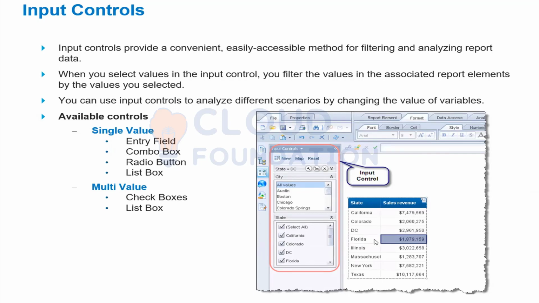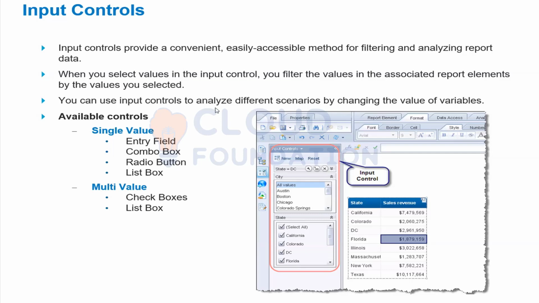He can see them on the left side of the report, change them on the fly, and do his analysis as per his requirement. So it is a very easily accessible and convenient method. When you select values in the input control, you filter the values in the associated report elements by the value selected. Associated report elements are nothing but the blocks of the report. If we have 3 blocks in the report, we can edit these controls to be applied for all the blocks or only for specific blocks. That is possible by using these settings and dependencies.